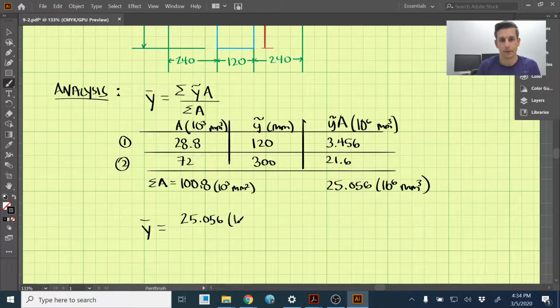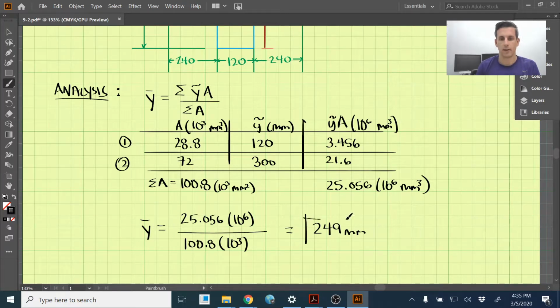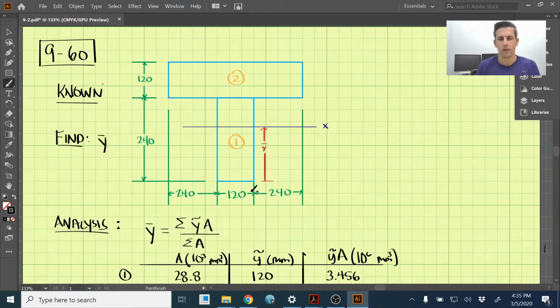Okay, so we just perform our equation here, and we have 25.056 times 10 to the 6th divided by 100.8 times 10 to the third. And then we get our answer, which comes out to 249 millimeters. And that is our answer. And let's double check and make sure that makes sense in our drawing. So we came out with 249. That means the centroid here is actually somewhere about right here, which makes sense. Okay, so that's problem 960.